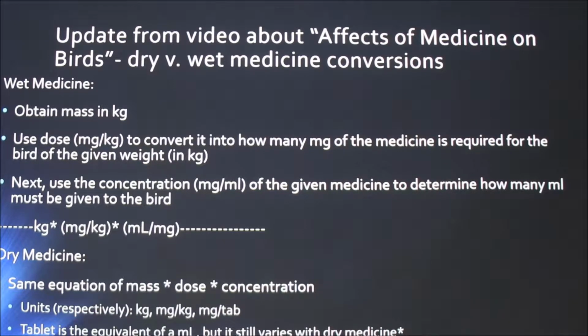I did some more digging and I found that in general, when you do conversions for dry medicine, that'll be milligrams per tablet, which will be the concentration, but it can still vary depending on the dry medicine that you have. So this is the weight, this is the dose, and this is the concentration of the medicine that the tablet has to be. Based on the body weight, you'll put all the conversions together to end up with a certain pill size.